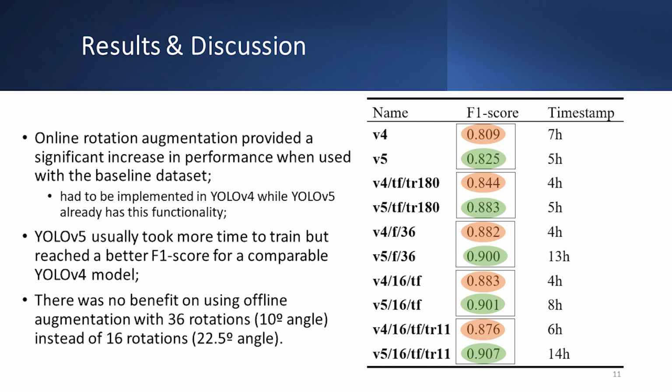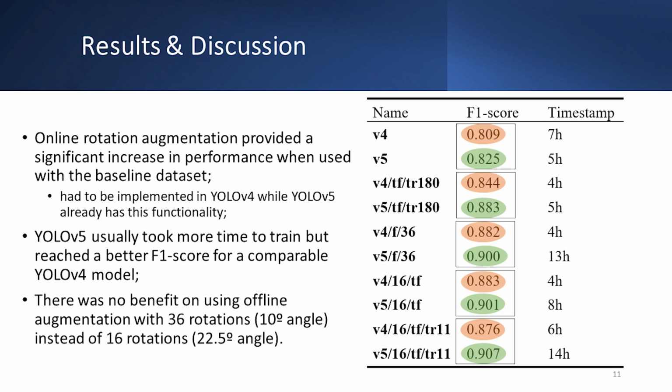Notwithstanding, this is at the cost of a significant increase in dataset size, since it contains 36 rotations for each original image. Interestingly, removing the offline flip augmentation and decreasing the number of rotations from 36 to 16 did not decrease the F1 score in both models, while taking the same or less time to train.